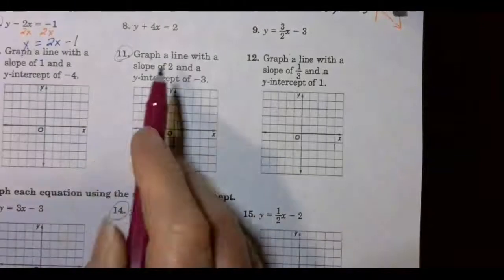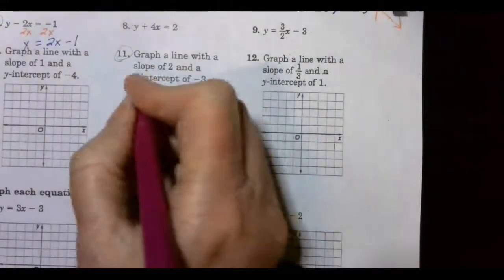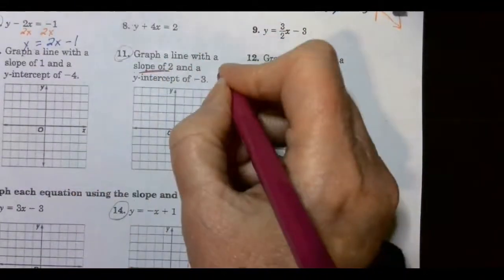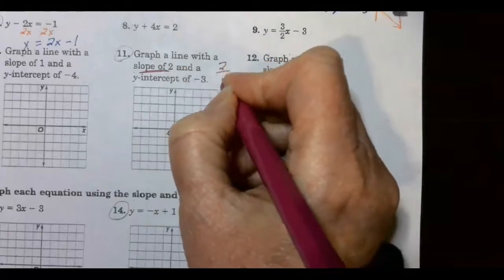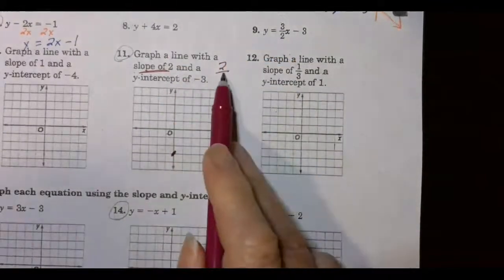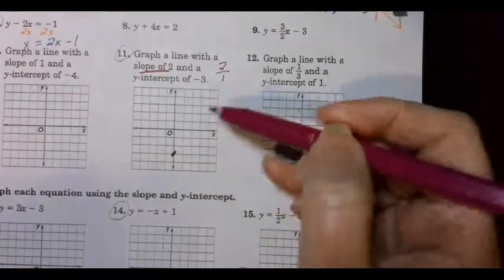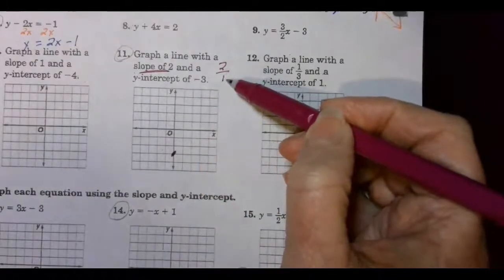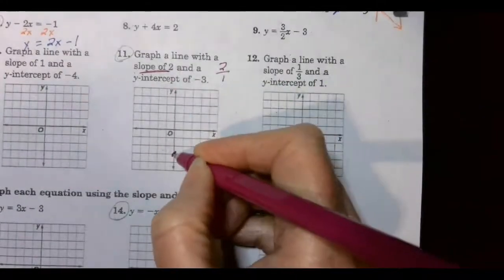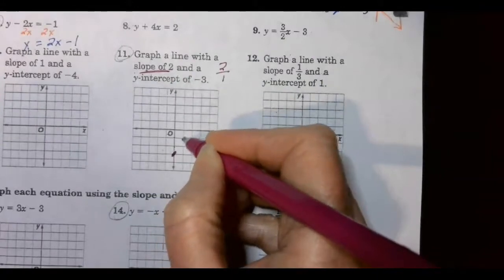There's negative 3. Now our slope says that it's 2, but remember, whenever we do slope, you want slope to be a fraction. So that's going to be 2 over 1. Whenever we do slope, we want slope to be a fraction, because this tells us up and down, this tells us left and right. So we're going to start right here. We're going to go up 2 over 1.